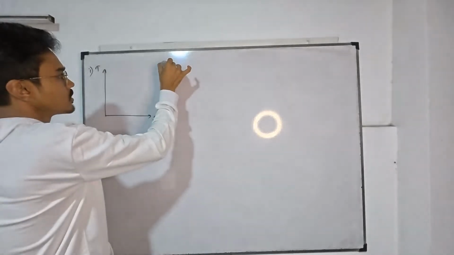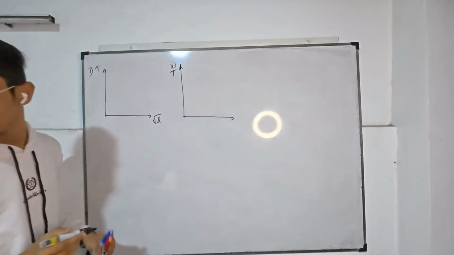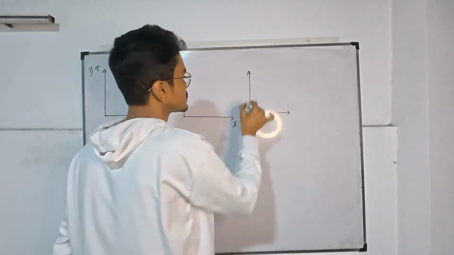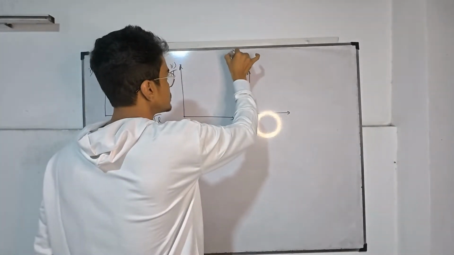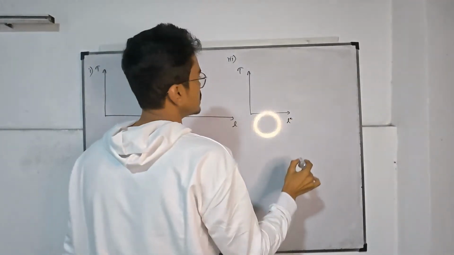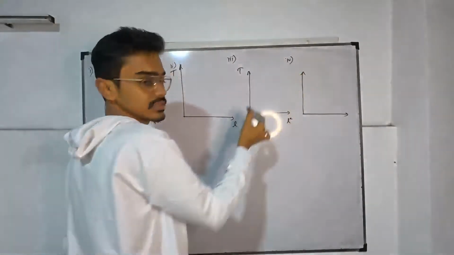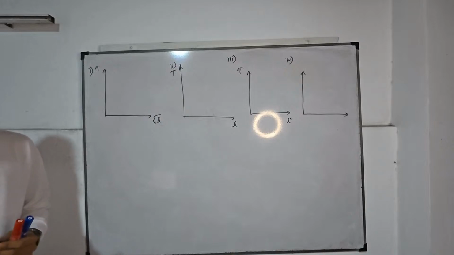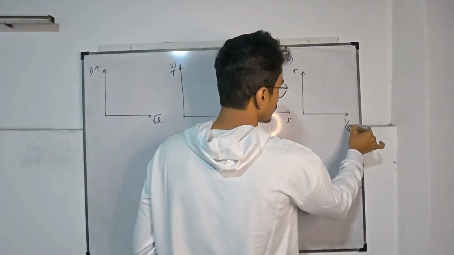Let me copy down all first. The second one, T with L. The third one, T with L squared. And the fourth is T with 1 over root L. Okay. Let's see the first one first.